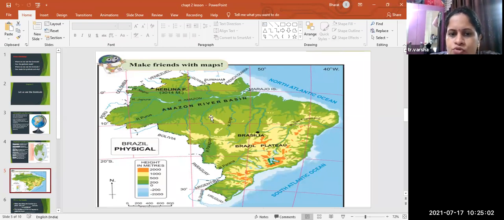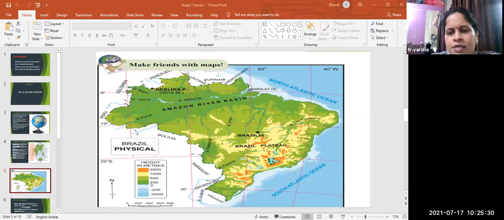All the plateaus. This is a particular state of one continent. This is the South American continent. So we have taken only one part of that particular place. Okay, and now for reading Brasilia. Now you can see in this map, Brasilia is there.